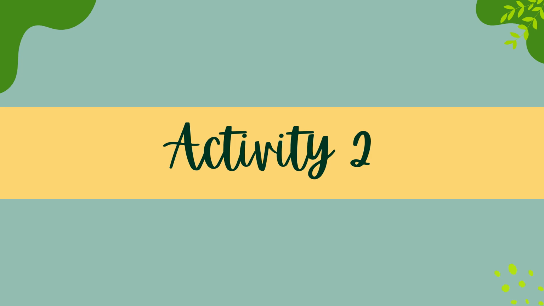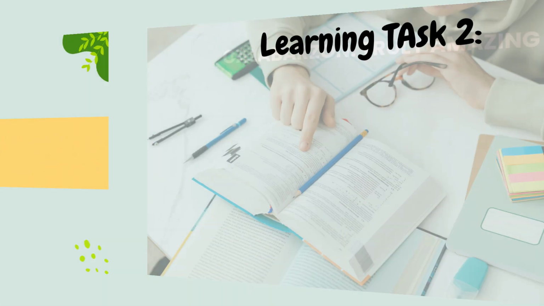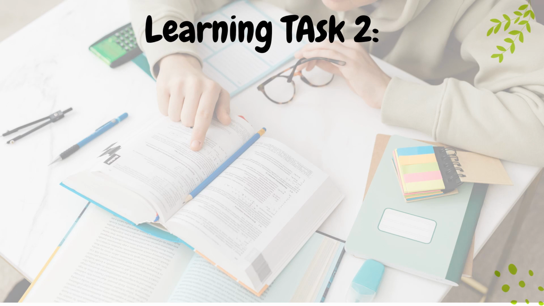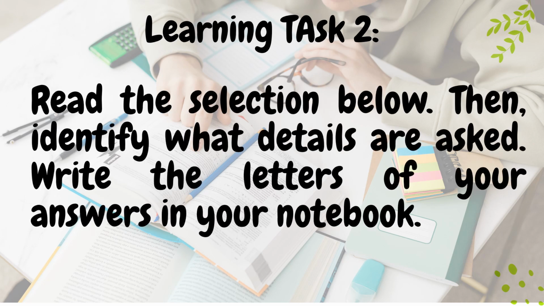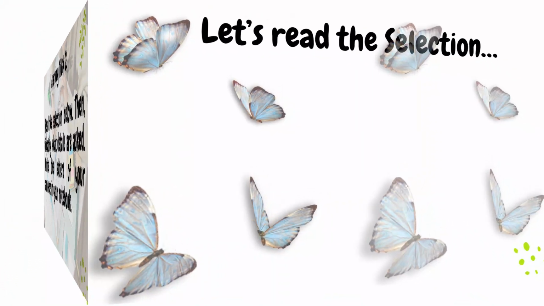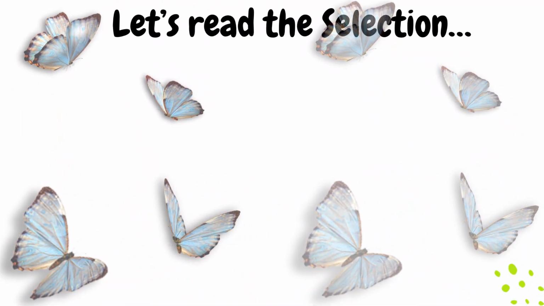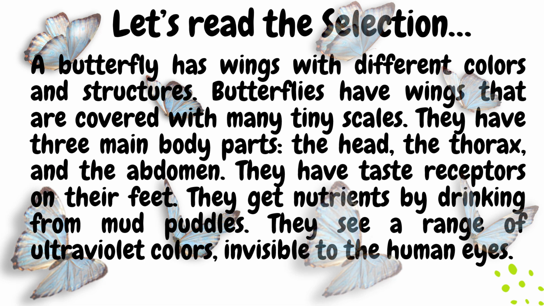So for activity 2, learning task 2, read the selection below, then identify the details being asked. Write the letters of your answers in your notebook. Okay, so this is the selection about a butterfly. So you're going to read it silently. Use only your eyes in reading. Okay. You may pause this video for a while so that you may read it properly.